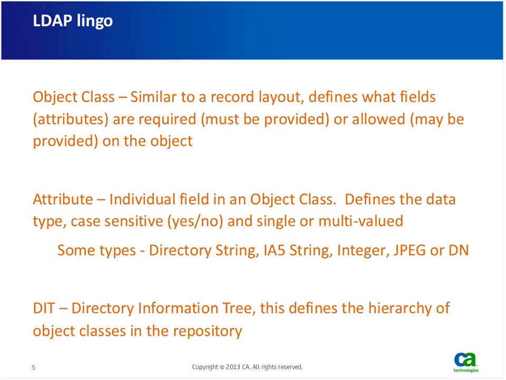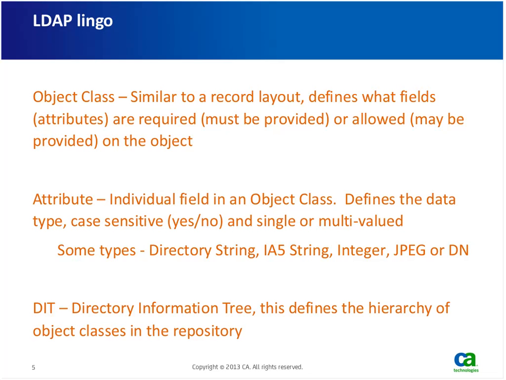There's also what's called an attribute. These are the individual fields that the object class is made up of. As part of defining the attributes, you determine what the data type is. Are they case sensitive, or single or multi-valued? An example of some of the different types of attributes you can have within an LDAP server are directory string and IA5 string. Directory string allows any character. An IA5 string means it has to be A to Z, 0 to 9, basically.